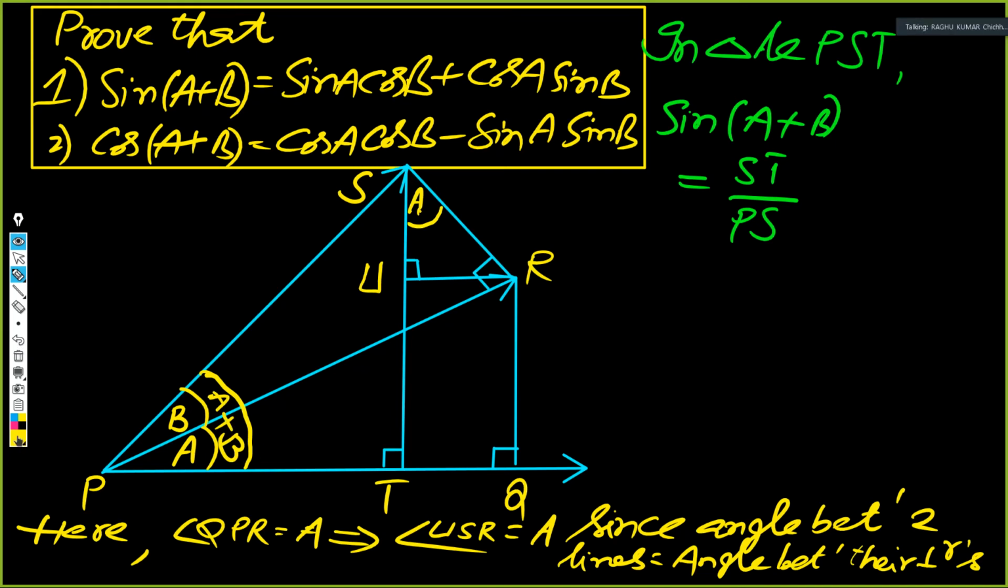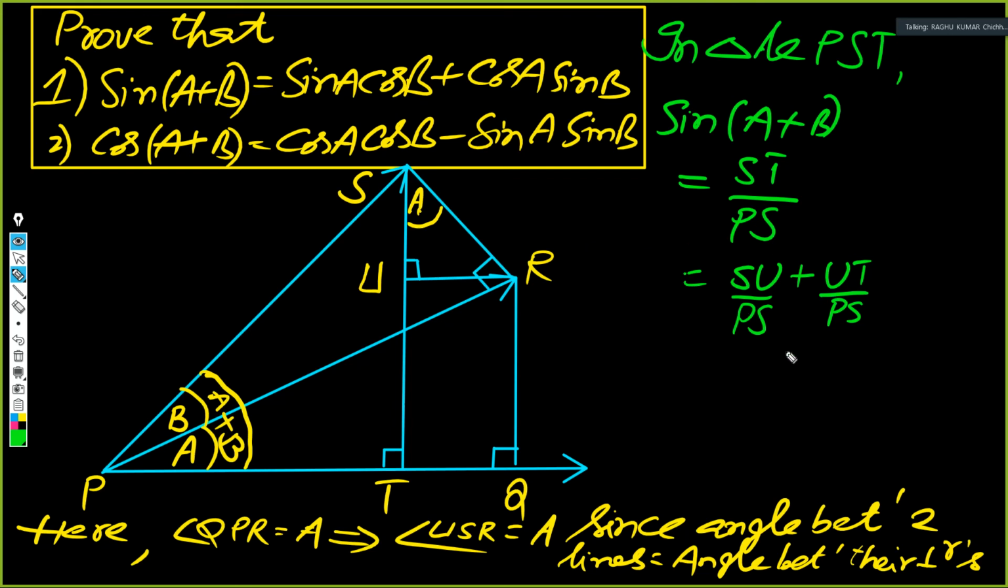Now after this, ST by PS is there. How can we split ST? According to this, ST is SU plus UT, all by PS. Now what I am trying to do is split sin of A plus B. Understand that sin of A plus B cannot be written as sin A plus sin B. So we are interested to know what sin of A plus B will be. That's what we are deriving, and that is why we did this construction.